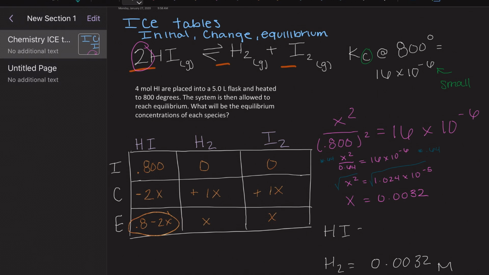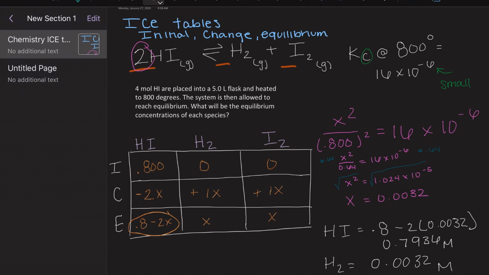For HI, we have to actually substitute in x into our expression, which will be 0.8 minus 2 times 0.0032. And that will equal 0.7936 molarity.